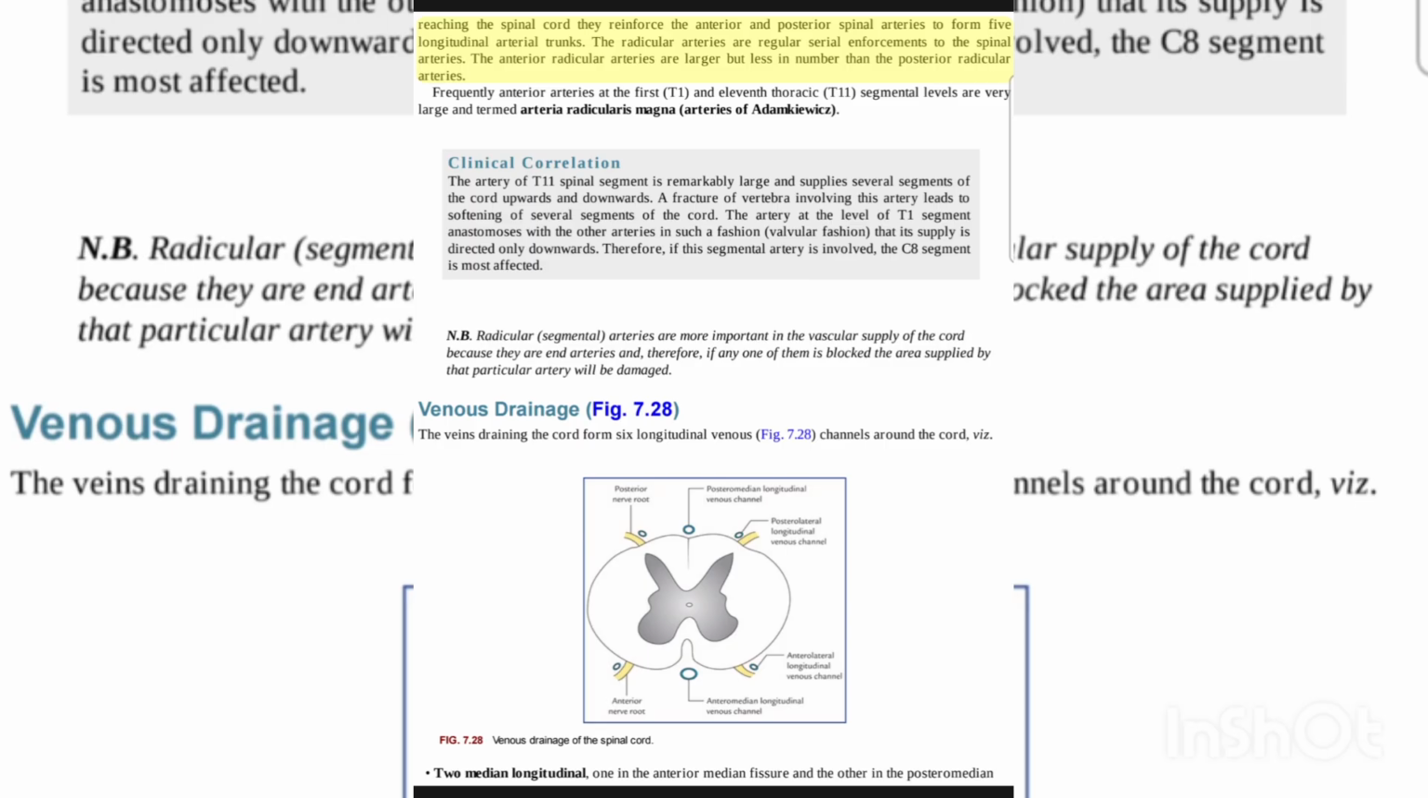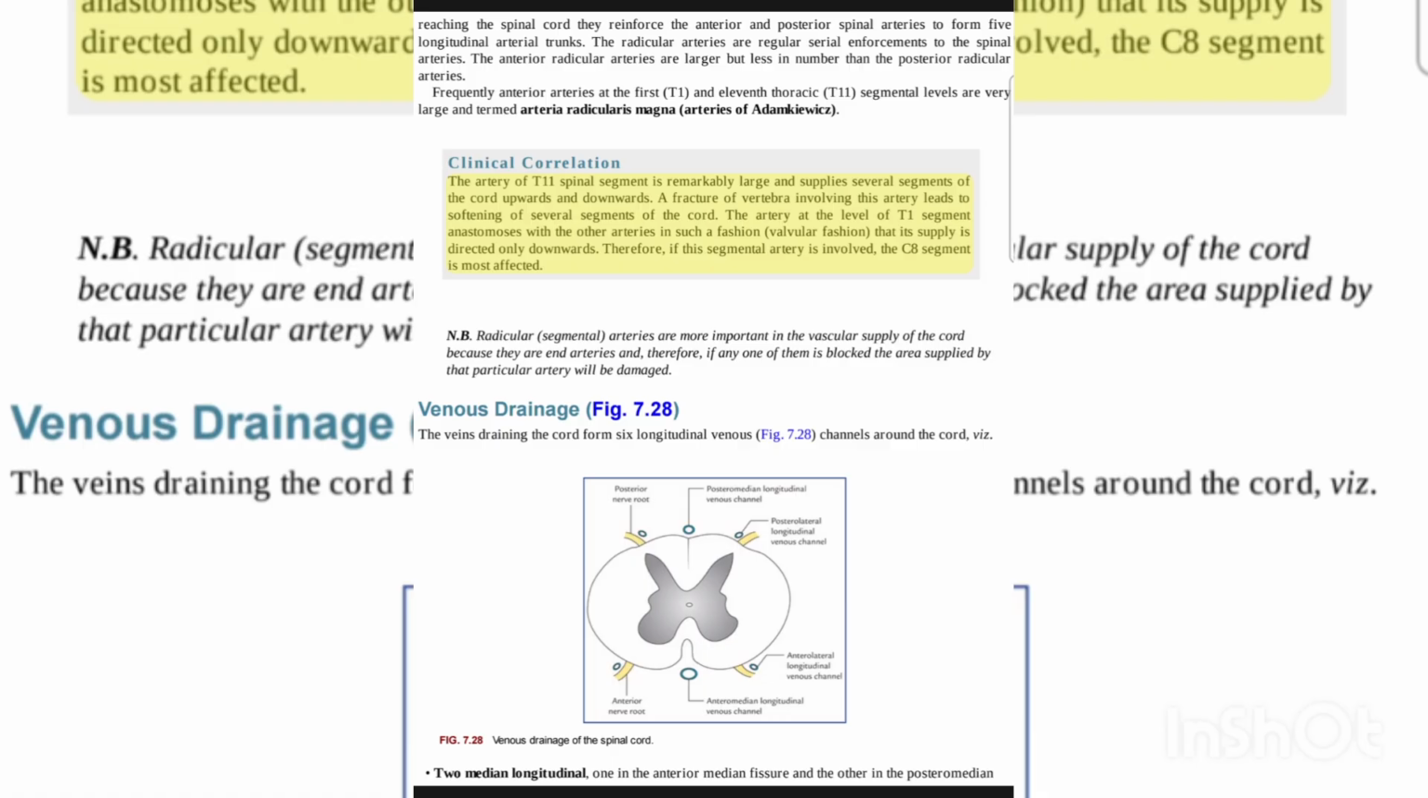After reaching the spinal cord, they reinforce the anterior and posterior spinal arteries to form 5 longitudinal arterial trunks. The radicular arteries are regular serial reinforcements to the spinal arteries. The anterior radicular arteries are larger but less in number than the posterior radicular arteries. Frequently anterior arteries at the first T1 and 11th thoracic T11 segmental levels are very large and termed arteria radicularis magna, arteries of Adamkiewicz. Clinical correlation.